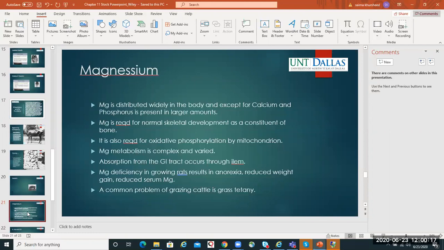Magnesium metabolism is complex and varied. Absorption from the gastrointestinal tract occurs through the ileum. Magnesium deficiency in growing rats results in anorexia, reduced weight gain, or we can say reduced serum magnesium. We also have hypomagnesemic tetany that occurs because of the deficiency of magnesium. Recent evidence suggests that magnesium deficiency may be a causative factor in osteoporosis in animals and humans, but some research is still going on as to whether that claim is right or wrong. That means there is some evidence that suggests magnesium deficiency may be a causative factor in osteoporosis in animals and humans.